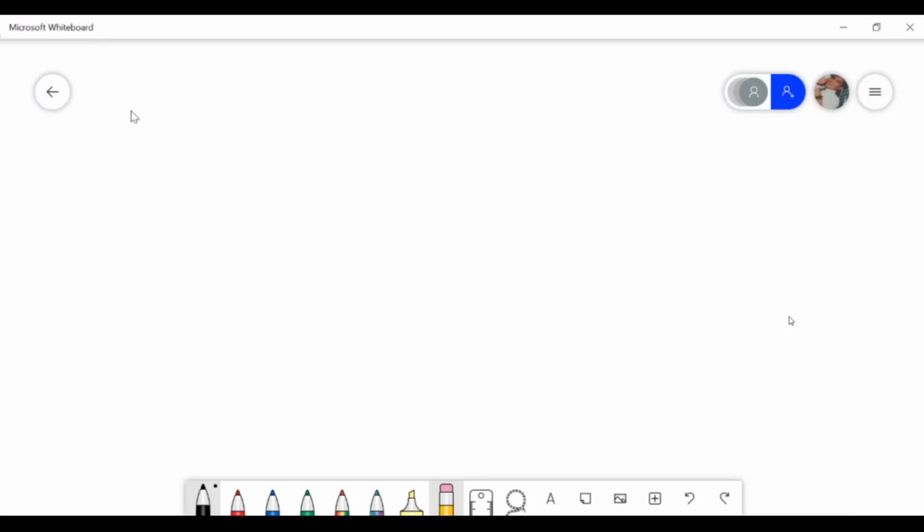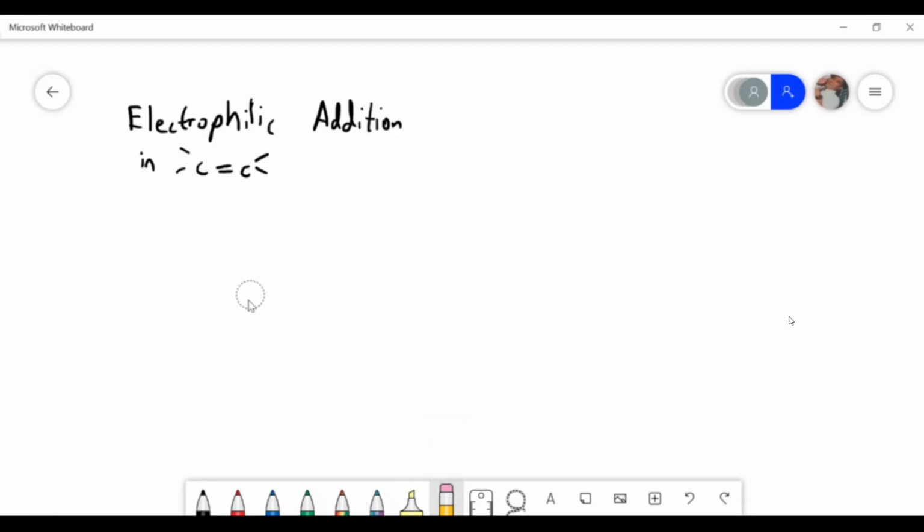Let's just start off with electrophilic addition. I need to be careful about spelling. Remember, electrophilic only has one L. I don't know if Cambridge is going to mark it down for bad spelling, but that's not it. So this happens in alkenes. Electrophilic addition for alkenes.